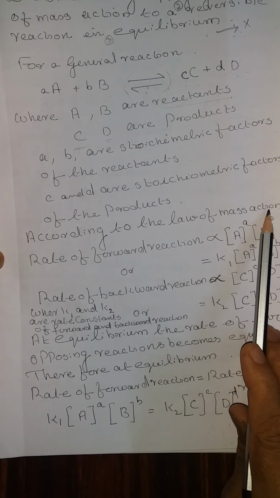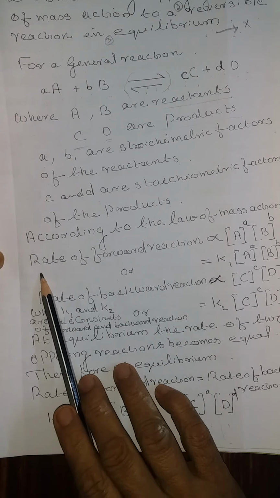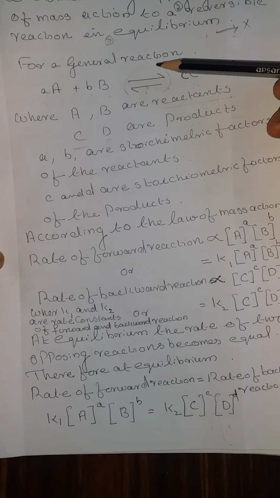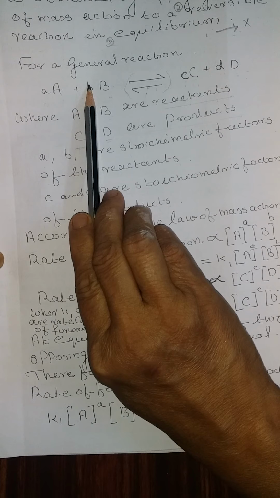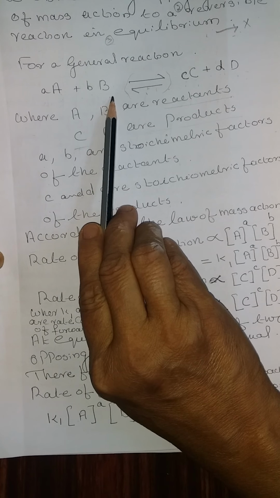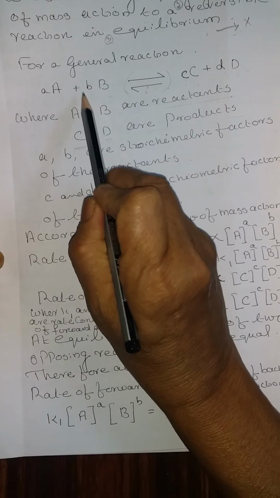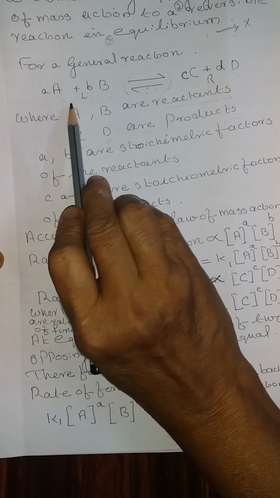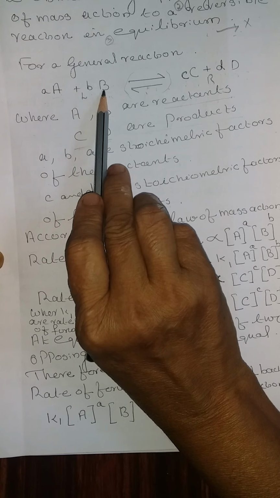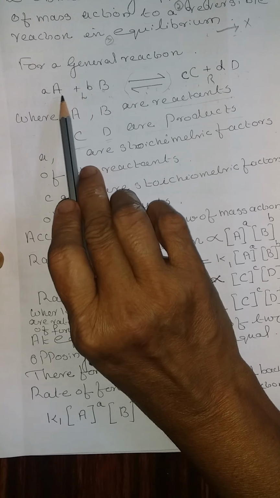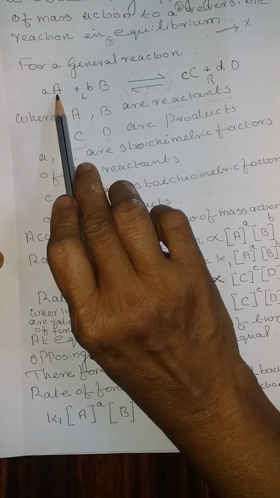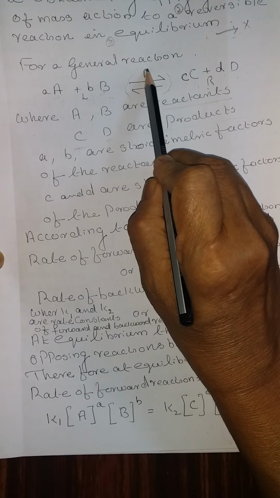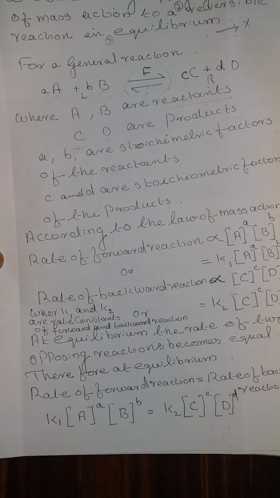According to the law of mass action, the rate of forward reaction, the meaning of forward reaction is that reactants react together and form product, that is from left to right. That is the starting. We are always writing the reactants on the left hand side. When the reactants on the left are converted into product, that is called forward reaction.